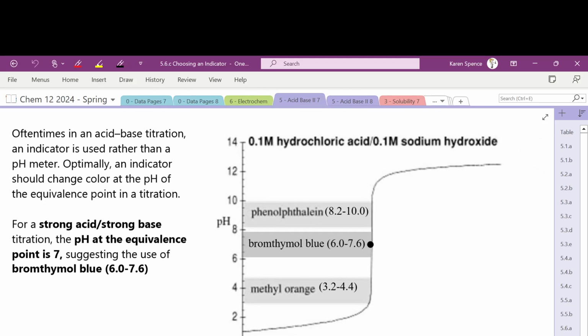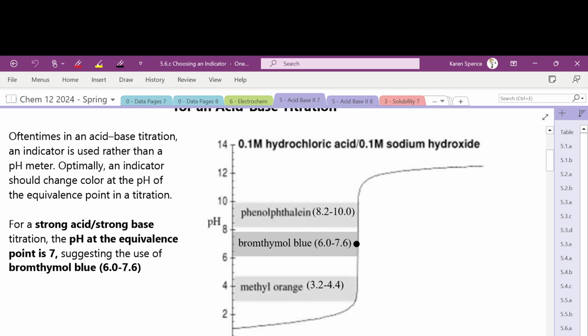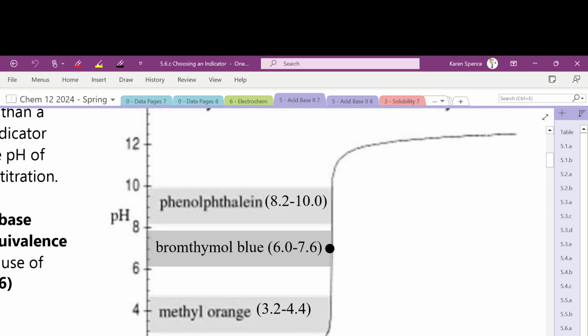So if we look at this strong acid, strong base titration, who looks like they would be a really good indicator? The one in the middle would be a good indicator, yes? Because it changes from pH 6 to pH 7.6. However, when we did our strong acid, strong base titration, did we use bromthymol blue? No, we used phenolphthalein, which changes pH from 8.2 to 10.0. Why was it okay to use phenolphthalein rather than bromthymol blue?